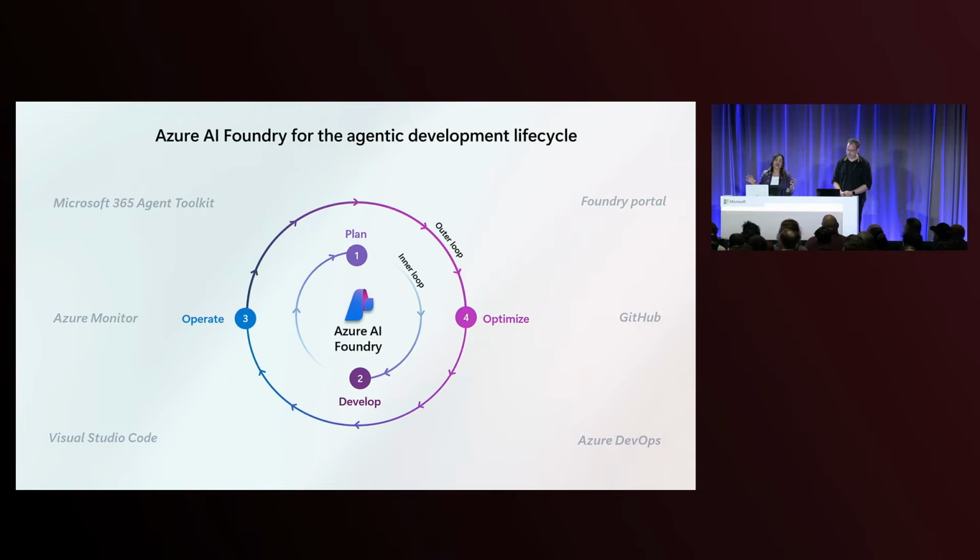OK, for the rest of the talk, we're going to focus on two sections. First, we're going to go into the inner loop, so as a developer, how you go through the building process. And then we're going to go through the outer loop. Once you have your application, how do you make sure that you add tracing and monitoring, that you can fully debug it, and that you can integrate it with your GitHub CI/CD pipelines, and have that end-to-end lifecycle, as I mentioned before, idea to code, code to production.